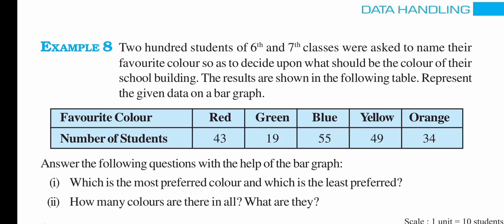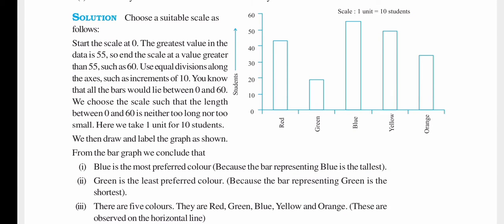Now let's see the answer for this. So choose a suitable scale as follows. Here scale 1 unit is equal to 10 students. Now start the scale at 0. The greatest value in the data is 55. So end the scale at a value greater than 55, such as 60. Now use equal divisions along the axis, such as increments of 10.